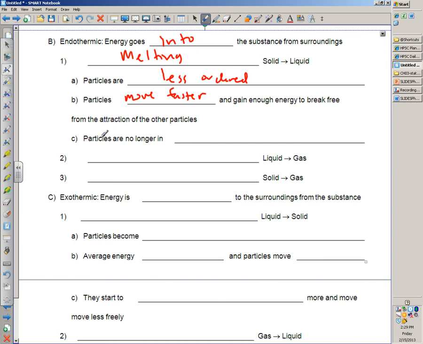And then now, because of that, because they break free from those attractions of the other particles, what are they no longer in? Fixed positions. With definite shape. Or we could say definite shape, that would be fine. Or I would say orderly arrangement. Any of those things would work.